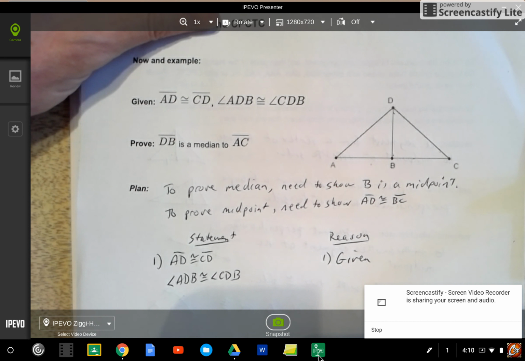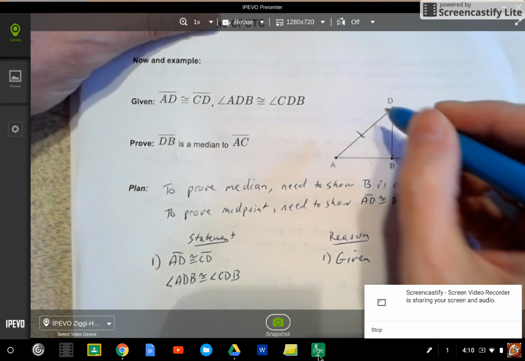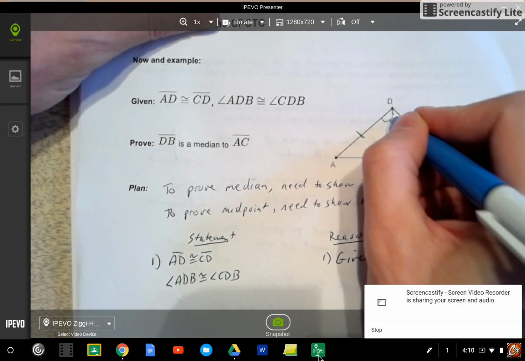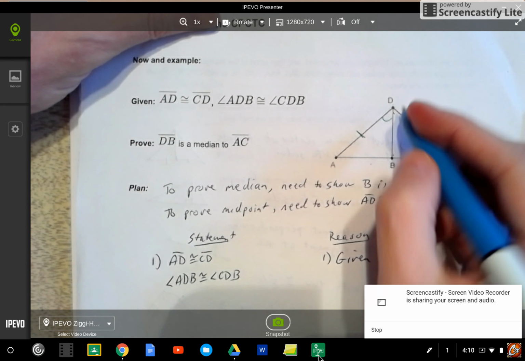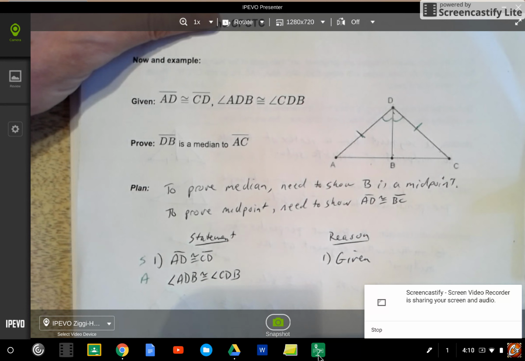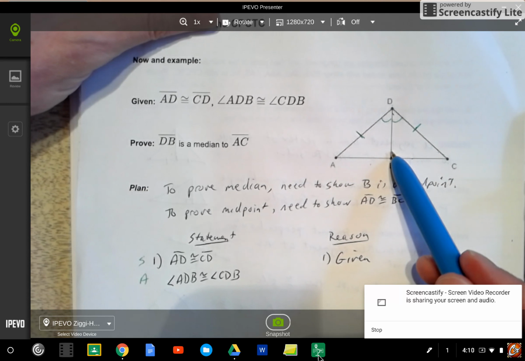Okay, so AD, let's mark that. I'm going to mark that in green. AD is here. CD is there. ADB, so that's this angle. CDB, that angle. So I've already got a side and an angle. One more part and I get my triangles are congruent. Well, that's not too bad because they both have DB as a side.